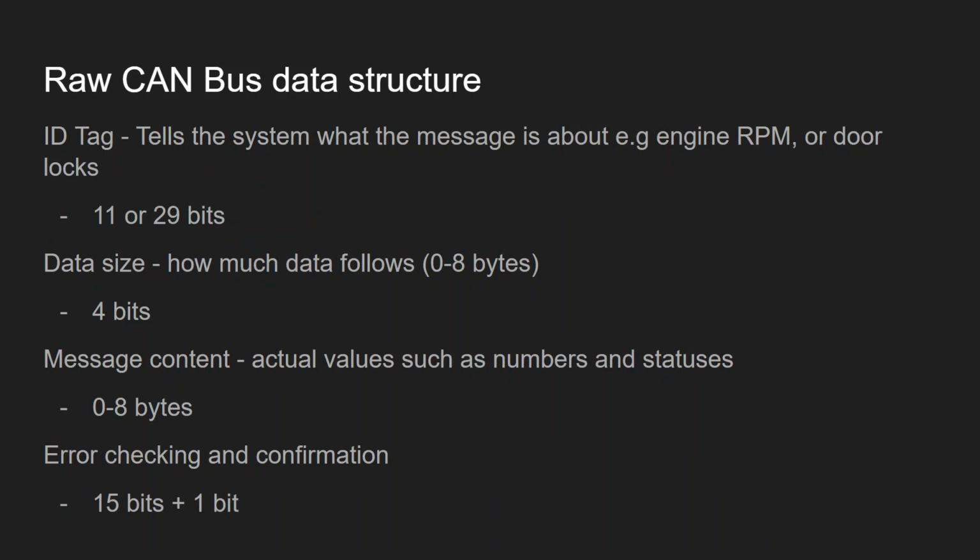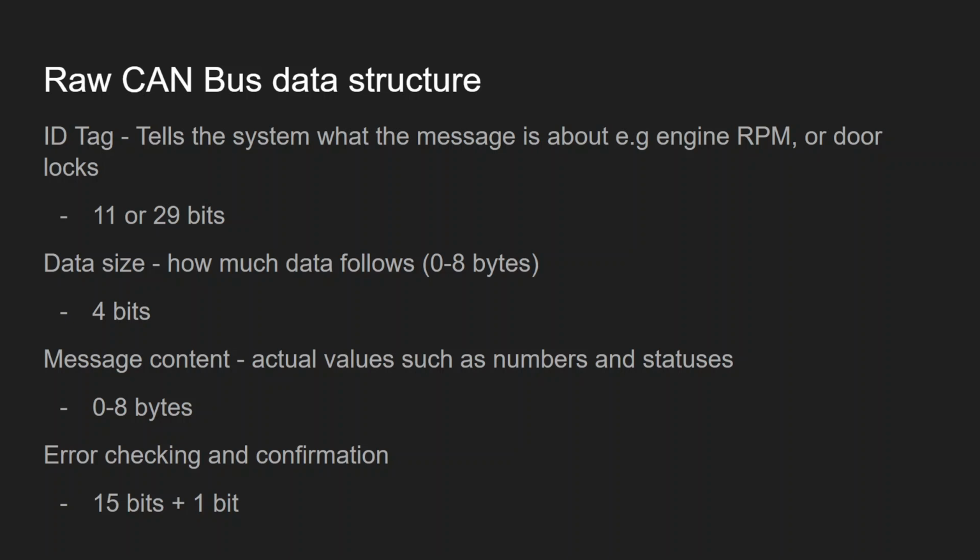So here's the structure of a raw CAN bus data message. It starts with an ID tag. This basically tells the other ECU what the message is about, for example, engine RPM or door locks. And it's either 11 or 29 bits, depending on the type of protocol that's being used. That's a normal CAN or an extended CAN. In most vehicles, it's the normal one, the 11-bit one, but for heavy-duty vehicles, they'd use the 29-bit version.